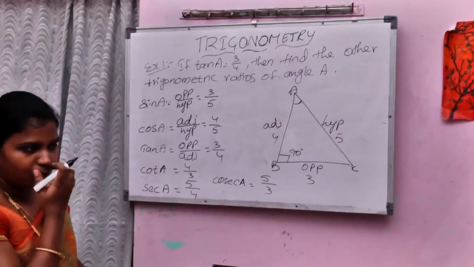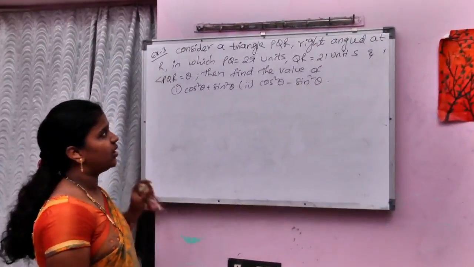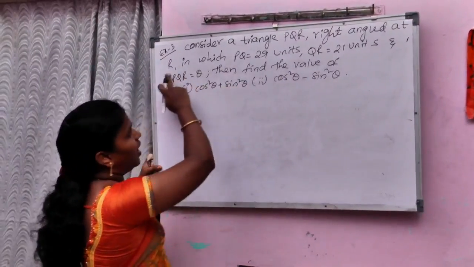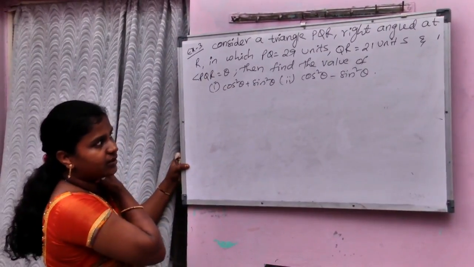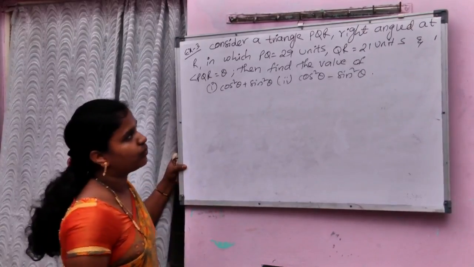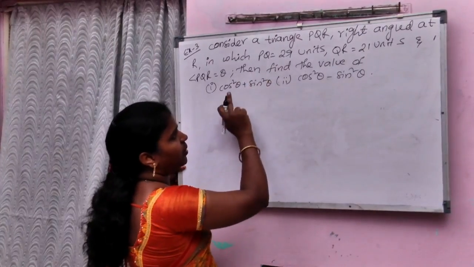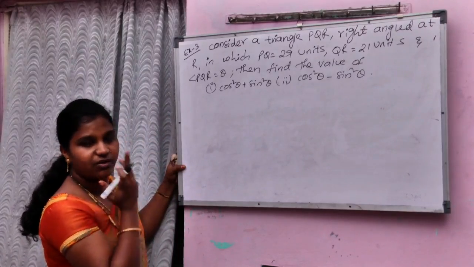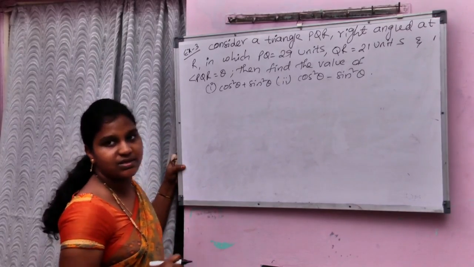Let us take one more example. Now let us see another problem. Consider a triangle PQR and right angle is at R, in which PQ length and QR length are given, and the acute angle here we have to consider at Q. Now by taking the measurements, first we have to find cos square theta plus sin square theta, and next we have to find cos square theta minus sin square theta.